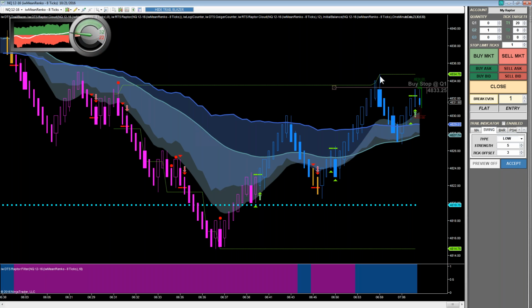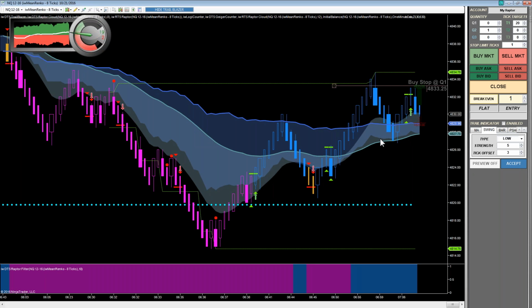Ideally, the best entry is above the 48.34 area. That would pretty much take out the sellers. Yeah, or not.